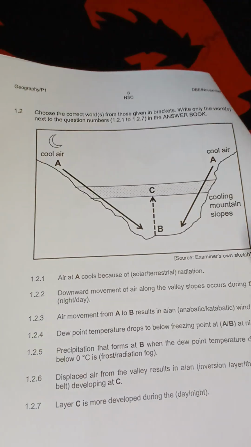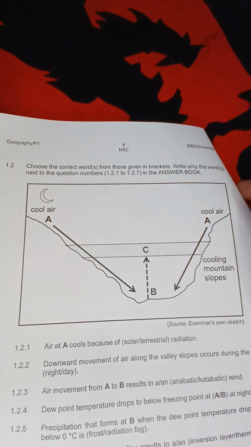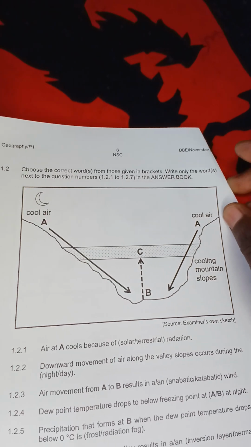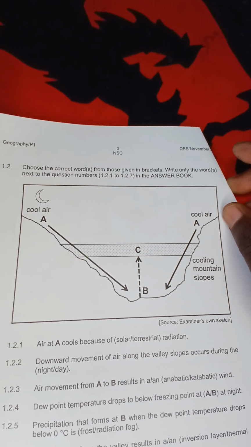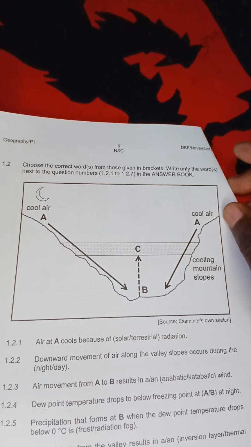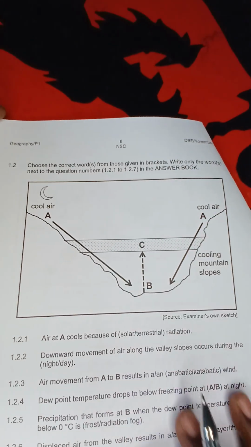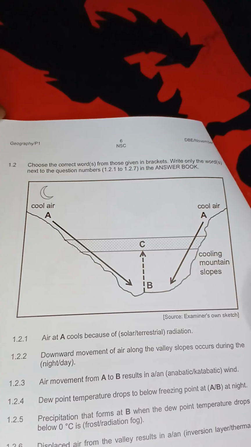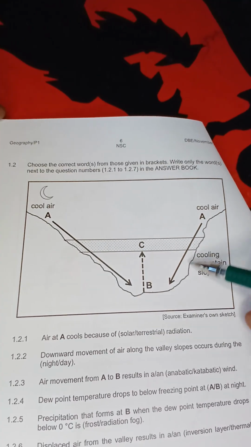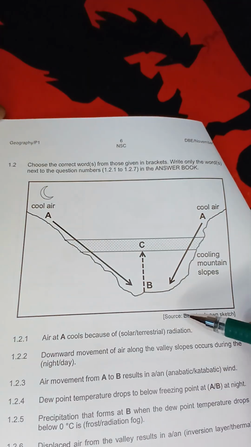Then let's move on to 1.2. Choose the correct words from those in brackets. Write only the words next to the question number, 1.2.1 to 1.2.7. Okay, what do we have? So when it comes to this, guys, what comes to your mind is microclimates, to be specific, valley climates. When you see these arrows pointing downwards, what comes to your mind?